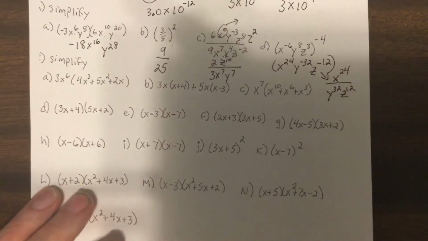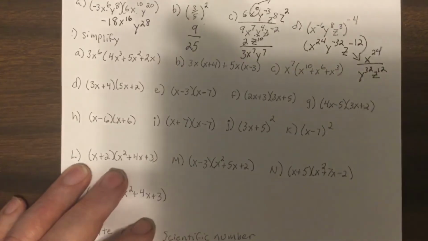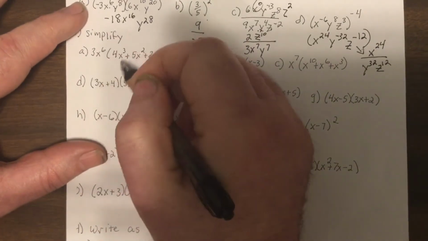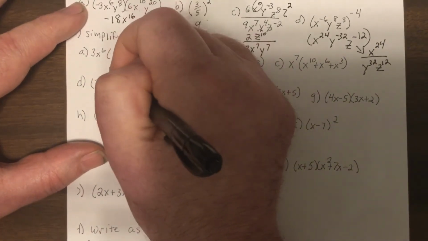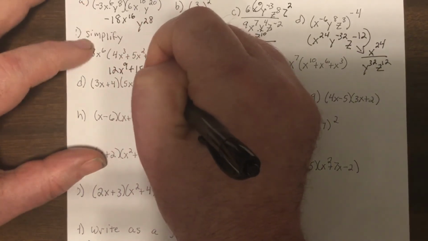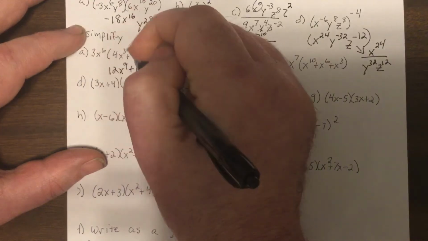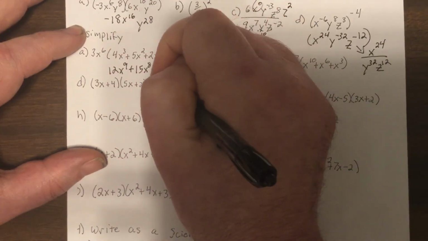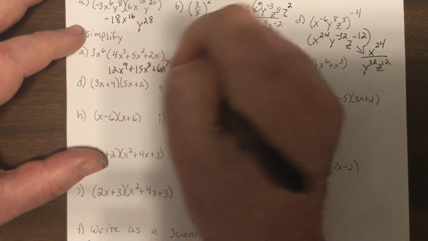How are we doing, my peeps? Okay, here, you just distribute to all the terms. So this would be 12x to the 9th plus 15x to the 8th. When you multiply two things with the same base, you add the powers, plus 6x to the 7th.